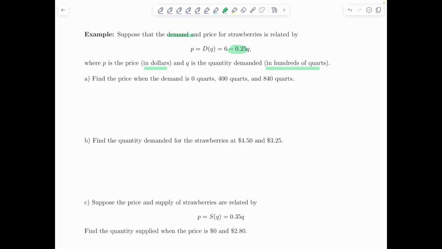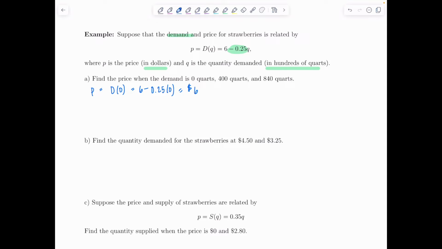quarts. So find the price when the demand is 0 quarts, 400 quarts, and 840 quarts. And we're going to put units on everything. So here we need the price when demand is 0 quarts. So price, I'm going to substitute in 0 for Q into the demand equation. And we have 6 minus 0.25 times 0. So that's just going to be 6. And I'm going to put units on it, dollars.